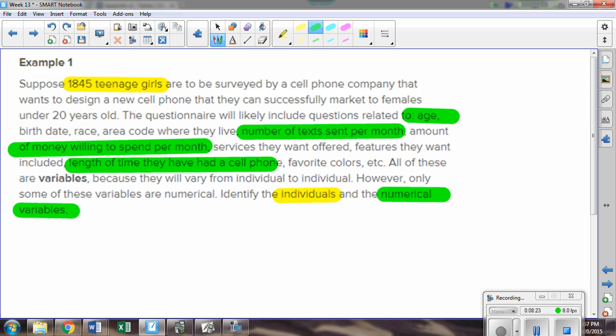Nope. So each of them that we've got highlighted in green are numerical variables, which would mean each of these ones that I'm highlighting now in blue, those are all categorical variables.